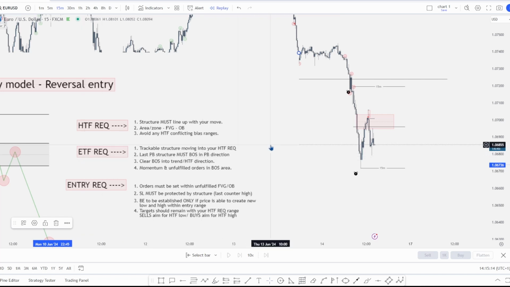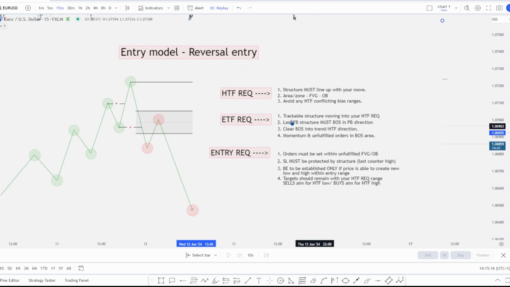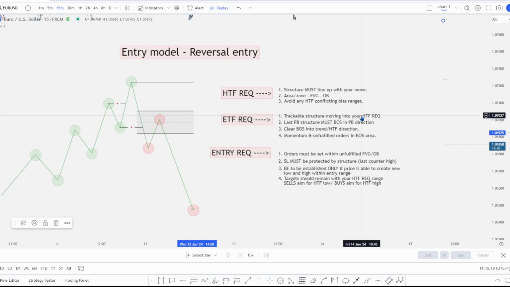Once and if price gets to that area, you're looking for trackable 1 minute structure in the case of what I'm trading, and you do not want it to be conflicting with the higher time frame. So you don't want to be buying when price is actually trying to sell, vice versa. You guys know that. Once we have a clear break of structure with an imbalance or an order block that is able to be validated as momentum, you can begin to trade using the unfulfilled fair value gap that creates a break of structure in your favorable direction, so trend in this case.